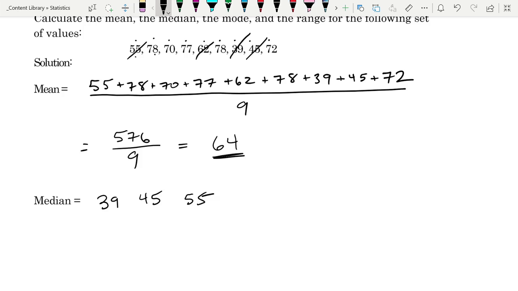Then it's the 62. 70. Well, I can't go that fast. 72. 77. And then there's two 78s. Yes, I have to put them both. They count. They're both data.